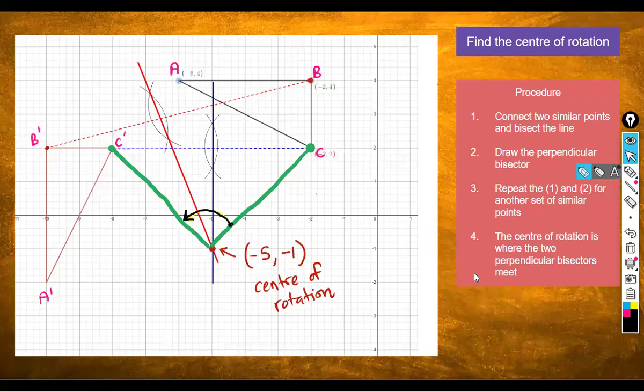Do me a favor. Take down the procedure for me. Write down the procedure on how to find the center of rotation. I broke it down in 4 steps for you guys. And then afterwards, if you want to screenshot the diagram, you can. But I want you to physically write the notes. I don't want you to screenshot the notes. Let me know when you are finished.